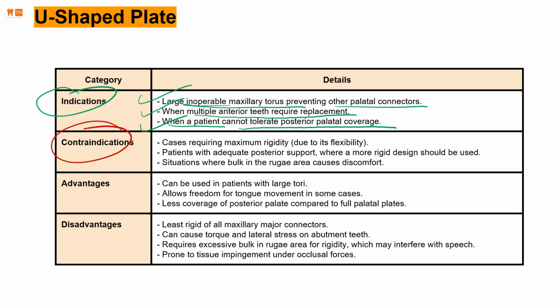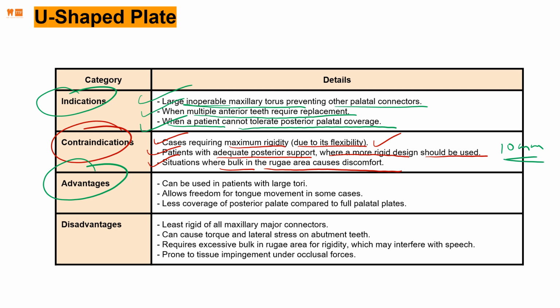Contraindications: cases requiring maximum rigidity due to its flexibility. It flexes. So we need more rigidity. We cannot use U-shape. Patients with adequate posterior support, where a more rigid design should be used. Rigidity again. Situation where bulk in the rugae area will cause discomfort. That's very common, right? So that might be a problem. And that's why we're going to go 10 millimeters, guys. Remember.